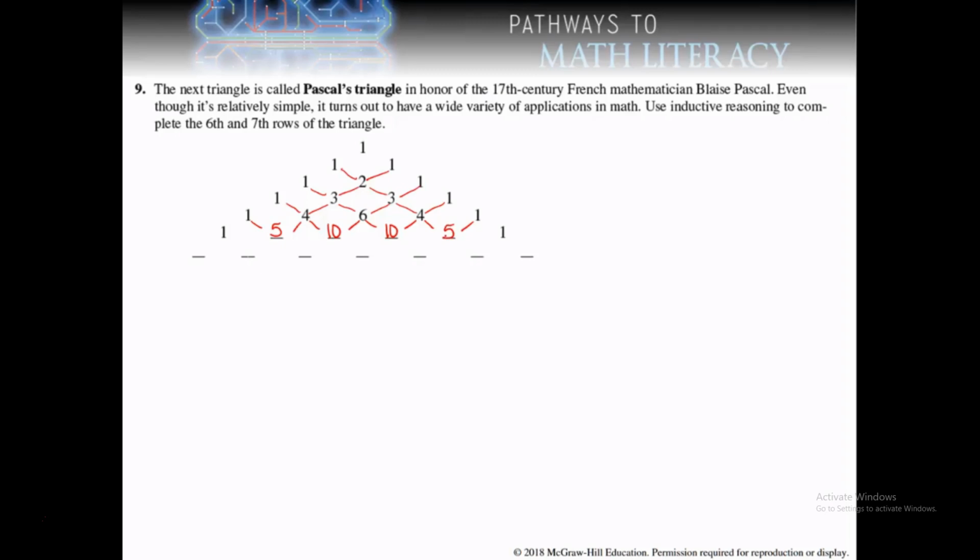And then in the bottom row, we need to start and end with 1s. And then in the middle, we look at the row above it. The 1 and the 5 give us a 6. The 5 and the 10 give us a 15. The 10 and the 10 give us a 20. The 10 and the 5 give us another 15, and then the 5 and the 1 give us another 6. So that row will be 1, 6, 15, 20, 15, 6, 1.